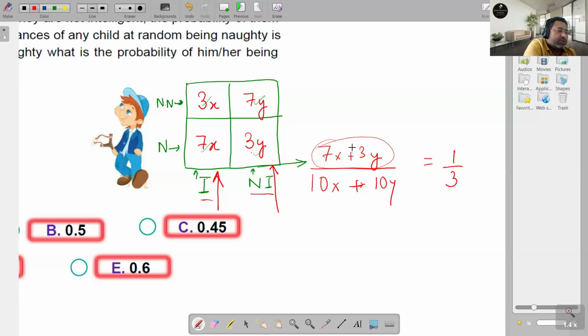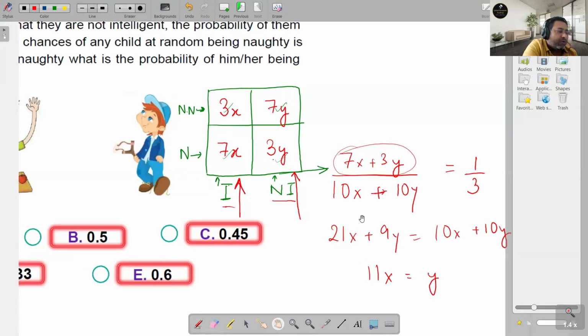All right. So we'll try to solve this equation and find a relationship between x and y. So 3 times (7x plus 3y) is 21x plus 9y, which is equal to 10x plus 10y. And that gives us 11x is equal to y. So we got a value of y, which is 11x. Now we'll put the value of y in all of them and convert them into a single variable in all these 4 boxes. So 7 times 11x, this one will become 77x. All right. What about 3y? 3y will become 33x.